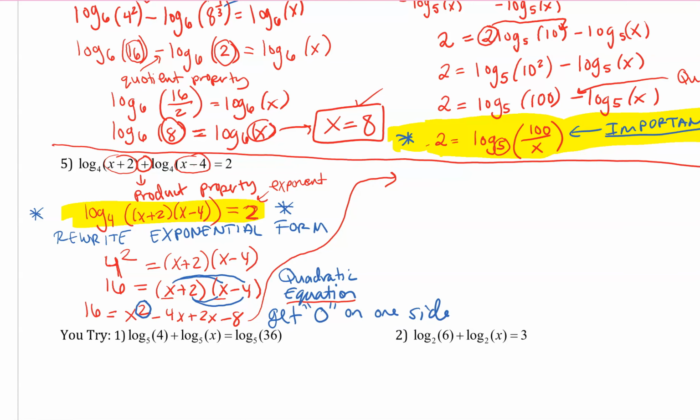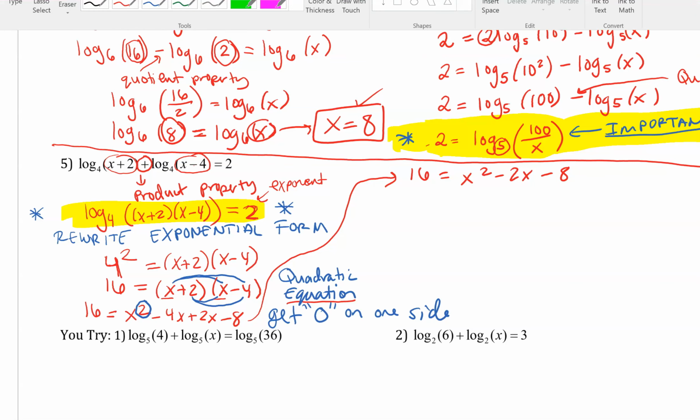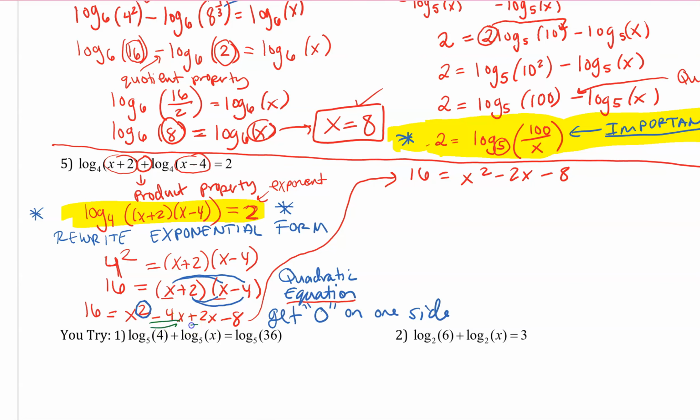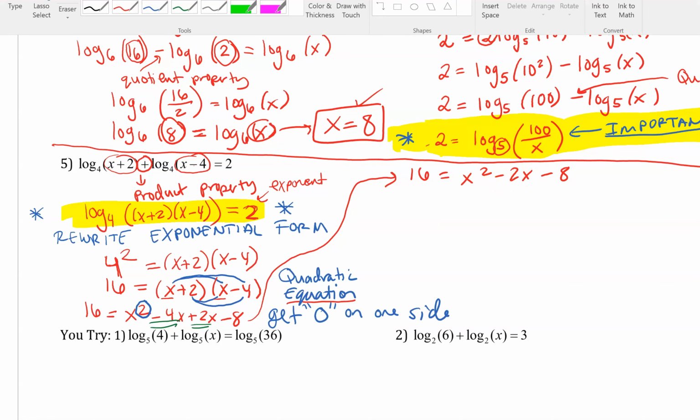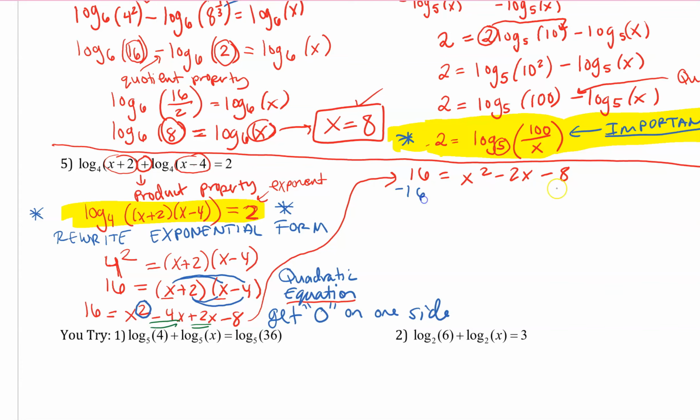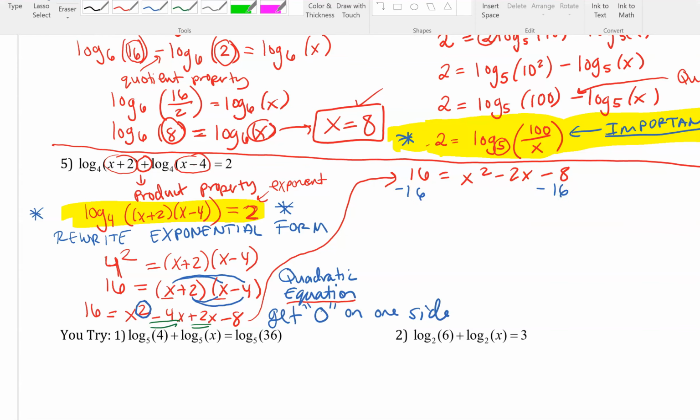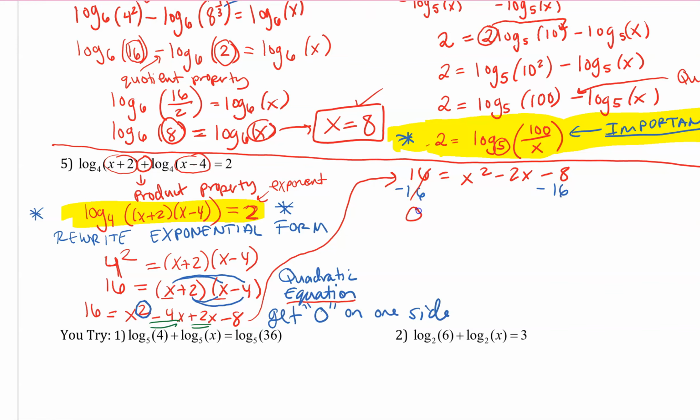And I'm going to do this. Well, let me rewrite it. So I have 16 is equal to x squared minus 2x minus 8 if I combine my like terms. I had 2 sets of like terms, negative 4x and positive 2x. And when I combine them together, I get negative 2x in the middle. But then I'm also going to subtract 16 from both sides so that I can get a 0 on one side. So I get 0 equal to x squared minus 2x minus 24.